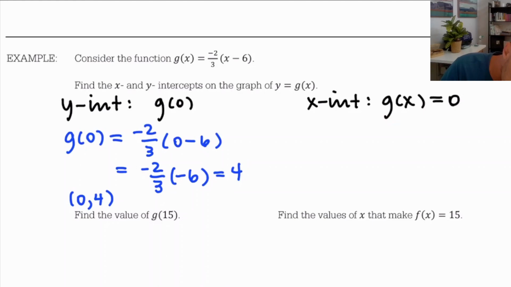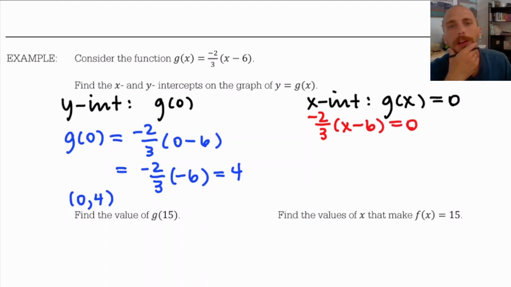So I'm going to go over here, and I'm going to say I've got a formula for g of x: negative 2/3 of x minus 6 equals 0. And at this point, you've got a couple of options. You could distribute the negative 2/3 over the x and the negative 6, or you could just divide both sides by negative 2/3, and it's really however you want.